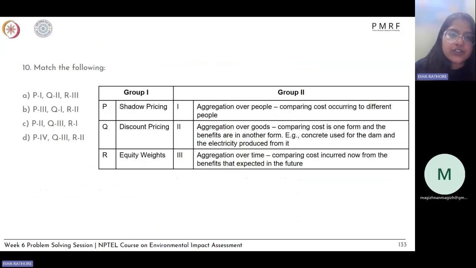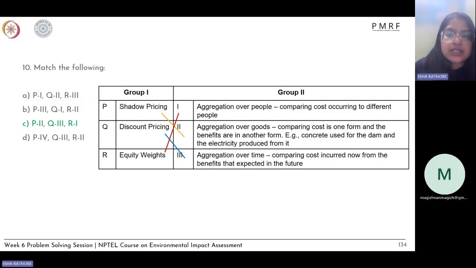Moving on to the next question, match the following. So we have terms relating to cost benefit analysis and their definitions given in group 2. So the correct answer is C, that is shadow pricing is aggregation of goods comparing the cost in one form and the benefits in another form. For example, concrete which is used for dams and the electricity which is produced from it. So the cost of concrete is considered, whereas the electricity produces the benefit, but they are measured in two different terms. So P matches with 2.